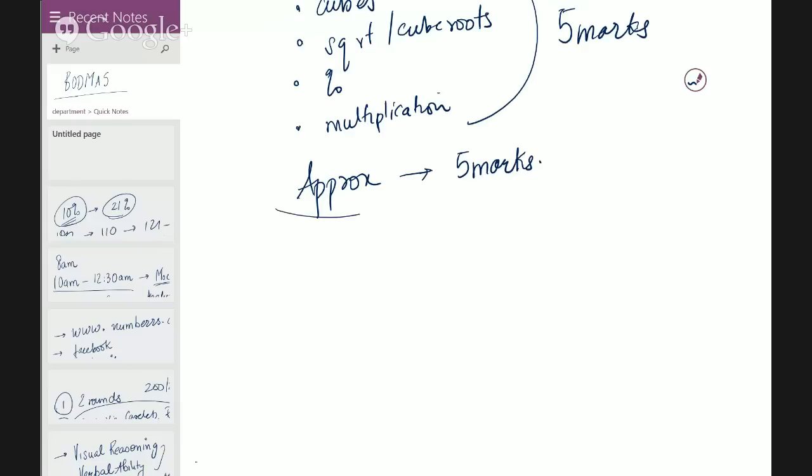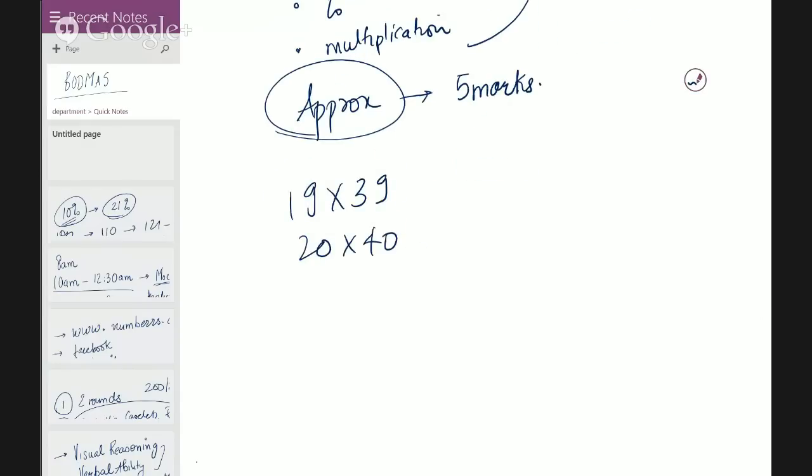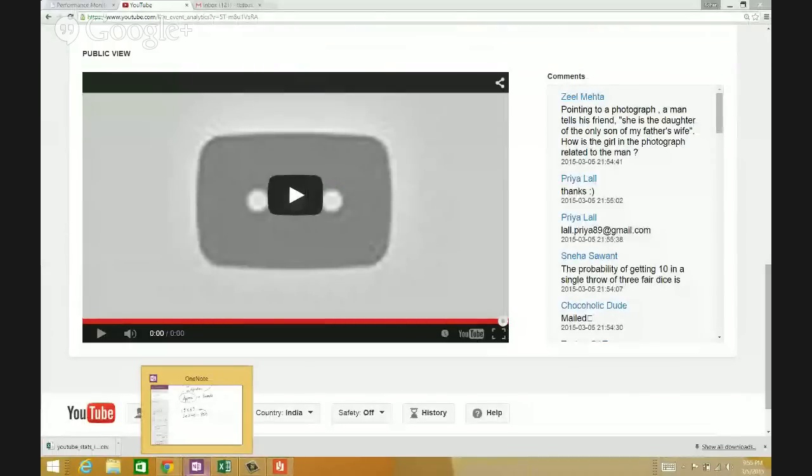Whoever attempts this takes a longer time, and that's what I don't want. So something like if you have 19 and 39, don't worry to do it this way. 800, slightly less than that. All right. Understand that? So don't worry about it. Whenever you have an approximation question, this is what you do.